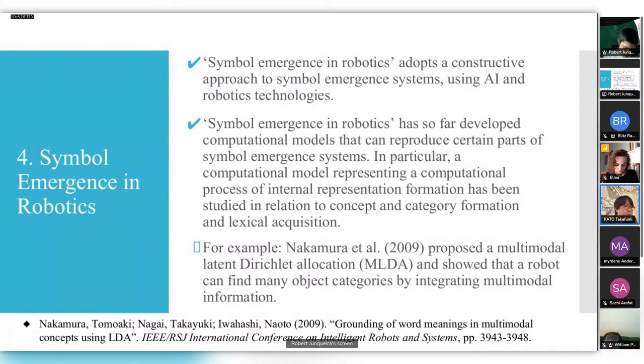This shows that although classification is arbitrary in semiotics, the distribution of multimodal sensory data provides sufficient clues to classify certain types of objects. It also allows the robot to automatically find the relationship between object categories and words by providing linguistic cues together with the multimodal information.